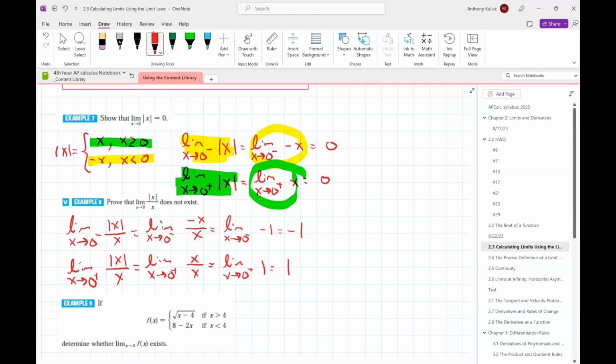Where did you get the negative 1 and 1 from? Is it just any value you pick? I mean, I reduced, right? Oh, okay. But yeah, it's the same idea.